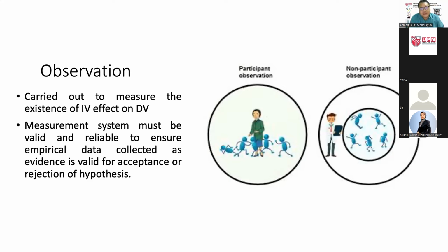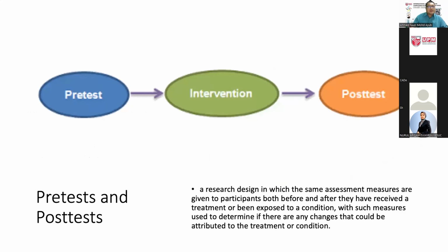So that one will be a mixed method. But if you are not planning to do a mixed method, observation means you look at the student behavior during this one, so maybe you need to make sure that the teacher that you have trained to conduct the intervention is as what you want. And the measurement system must be valid and reliable to ensure this.